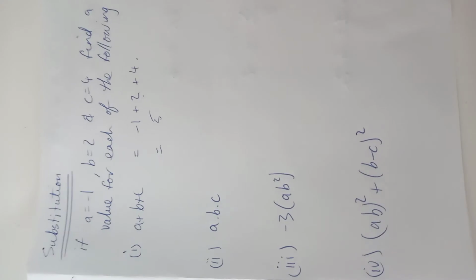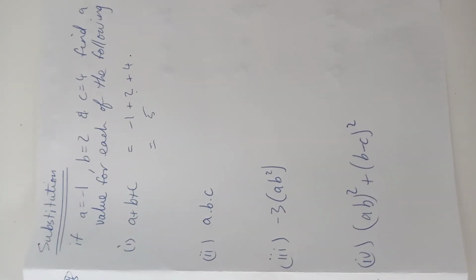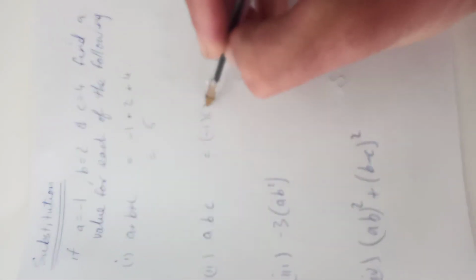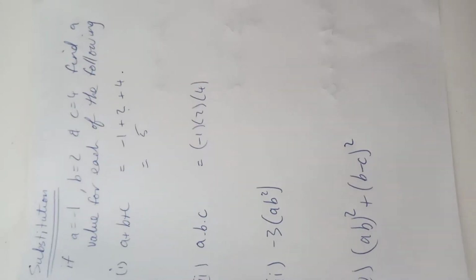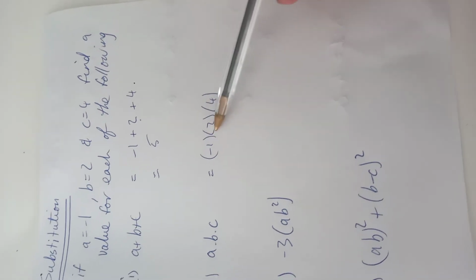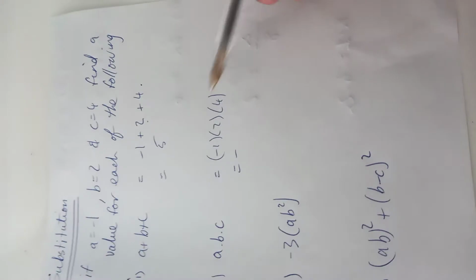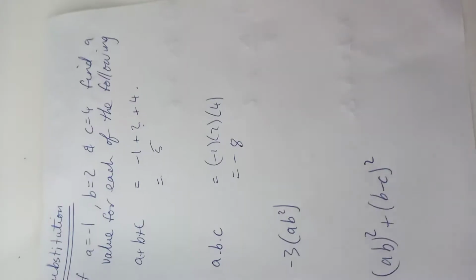That's a by b by c. Just get that thing in focus. A by b by c. So we're multiplying a by b by c. Make a substitution. -1 by 2 by 4. It's a BODMAS question. Minus by plus is a minus. And then that minus by another plus is a minus. And then 1 by 2 by 4 is 8. So the answer is -8.